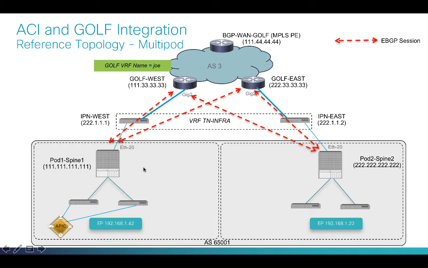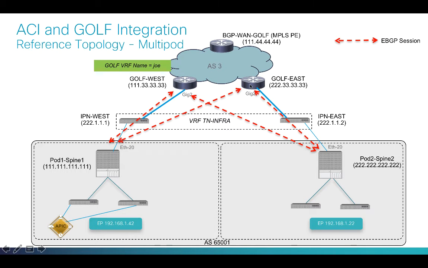So if you recall from my setup, I've got multipod. I've got two pods. And in pod one, I have an endpoint 192.168.1.42. And in pod number two, on the same subnet, same EPG, another endpoint at 1.22. Without the changes that we're about to make, what will happen is if 1.42 wants to go out to the WAN, he has two equal cost paths. He can go through Gulf West or he can go through Gulf East.